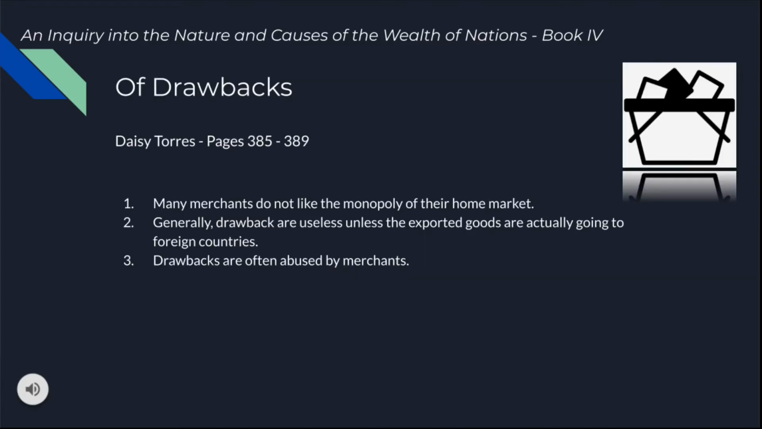For Chapter 4, titled Of Drawbacks, Smith explains that merchants want to sell their goods to the foreign market because they are dissatisfied with the monopoly of their home market. Drawbacks give merchants the ability to recover part of the duty charged on imported goods that will be re-exported to the foreign market. Unless the exported goods are actually going to the foreign market, the drawbacks are essentially useless.